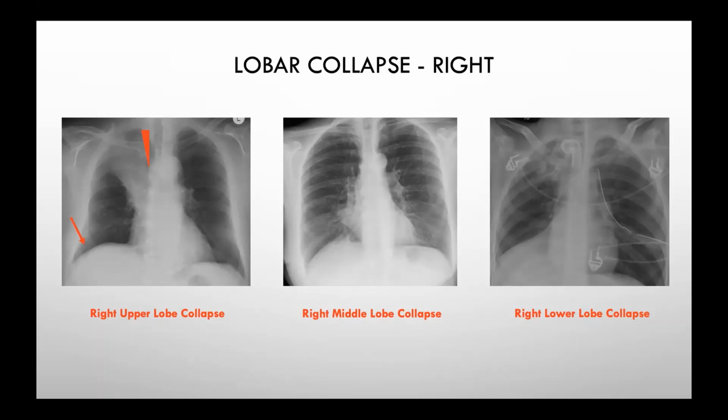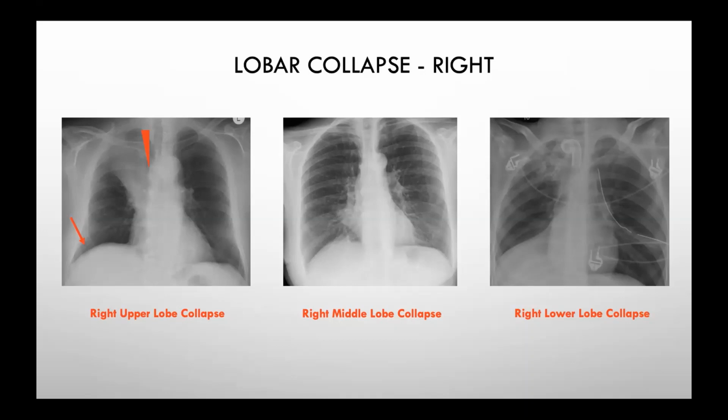Right middle lobe collapse, you lose the right heart border, and you can get that kind of wedge shape that you can see on this chest x-ray, but not always. So if you can't see the right heart border, and you think the right hemidiaphragm might be slightly elevated comparatively, there may well be some right middle lobe collapse.